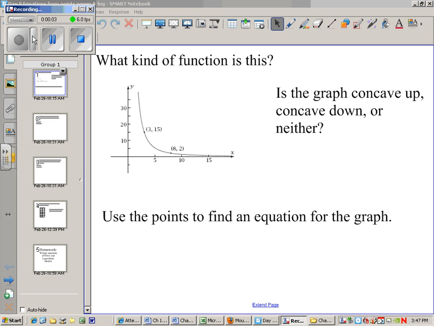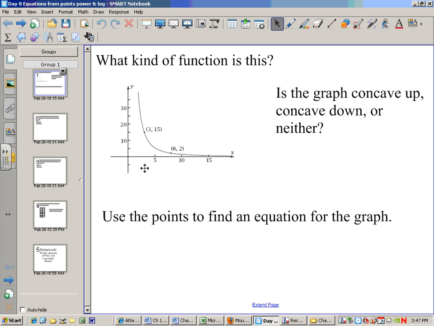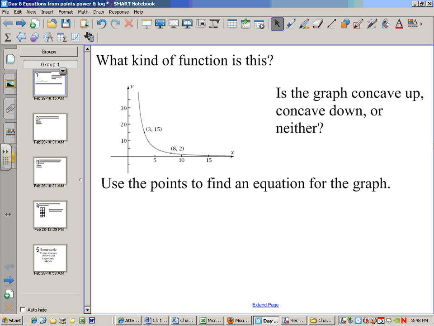Hello, we are going to continue with this lesson, and we're going to find some different functions. Now hopefully if you look at this, you can see that this will be an inverse power function. So let's use the points to find an equation on the graph. We have the point (3, 15) and (8, 2).